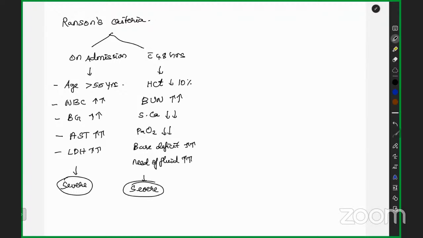So now repeat along with me. Just see here: hematocrit is decreasing, serum calcium level is decreasing, oxygen saturation is decreasing. And what are the ones that increase? Your blood urea nitrogen level increases, your base deficit increases, and the need for fluid increases. So automatically when the blood urea nitrogen increases, your base deficit will also increase, and the need for fluid is also going to be raised. So this is what is called Ranson's criteria.